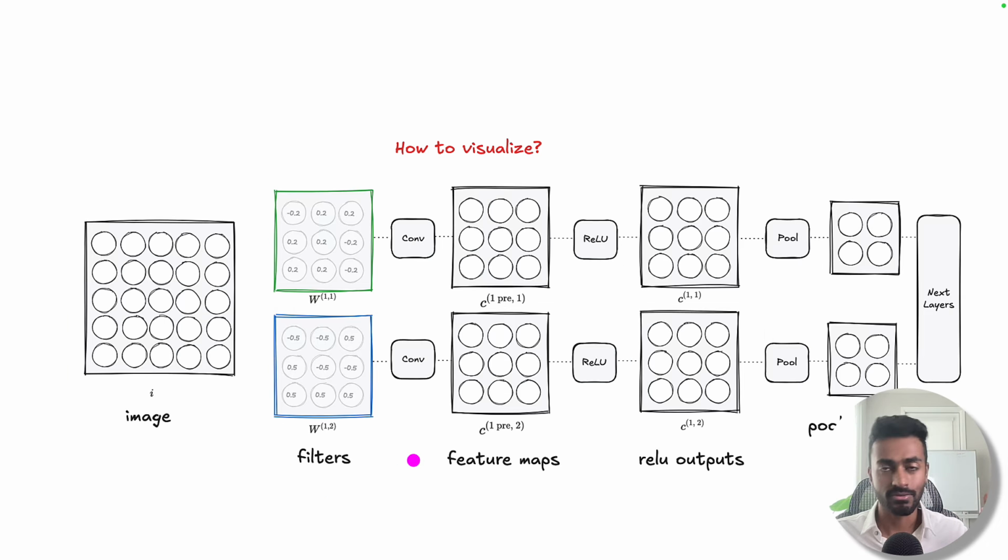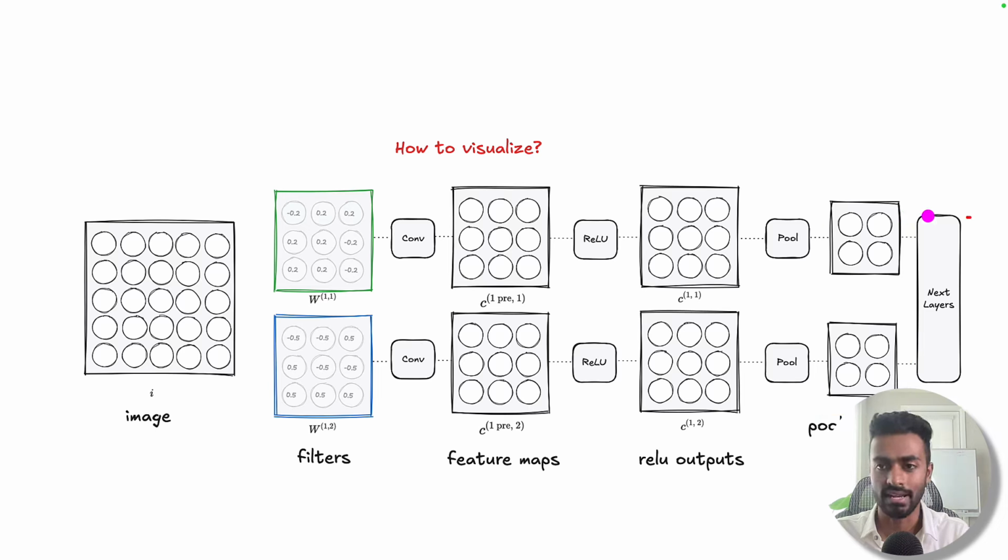Now, let's get into some of the details of exactly how we can visualize this with some computations. So let's just consider a very simple network of 5x5 input. It has 2 filters of 3x3. And after you apply a convolution, you're going to get an output feature map. We have 2 feature maps over here. Then we can apply relu activation, and then we can apply a max pooling to get the pooled outputs.